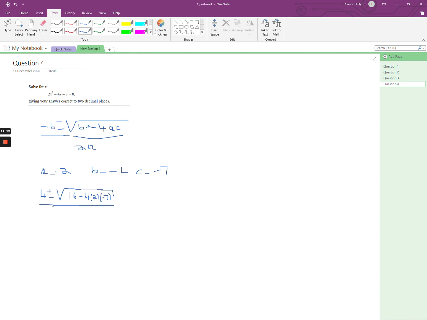All over 2a, and a is 2, so that'll be 4 plus or minus, so that's minus 4 times 2 times minus 7, that's plus 56, so the square root of 16 plus 56, so the square root of 72, all over 4. And they want you to give your answer to two decimal places, right? So just work it out on the calculator. So it'll be 3.12 and minus 1.12. So they're my roots. The final answer.